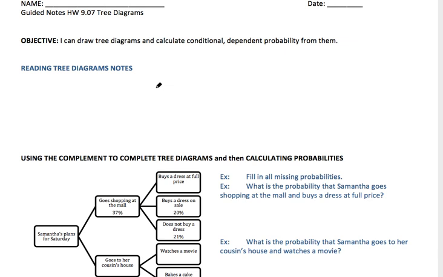Okay, so we've done all this talking about probability, and sometimes it can get confusing to see all of the different probabilities that you have in a problem. So that's where tree diagrams come in. Tree diagrams are a way of displaying all of the probabilities. Okay, so tree diagrams help us to display the probabilities.